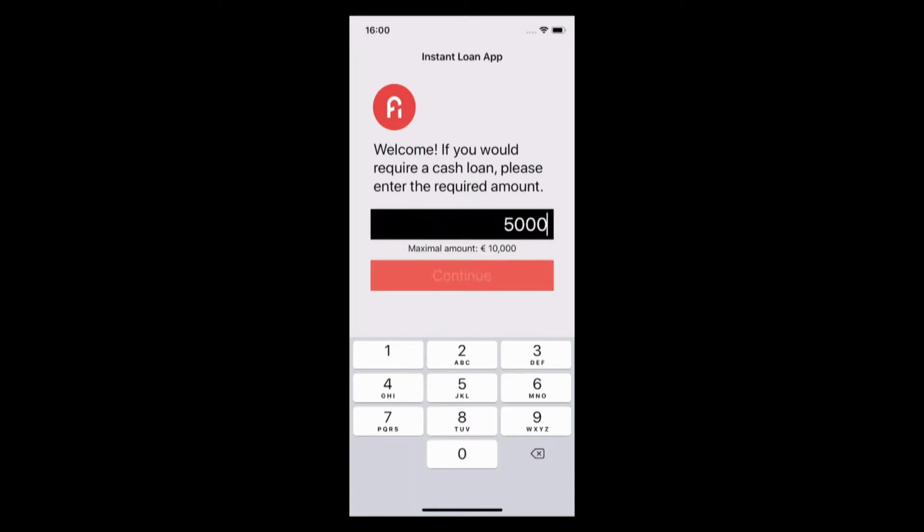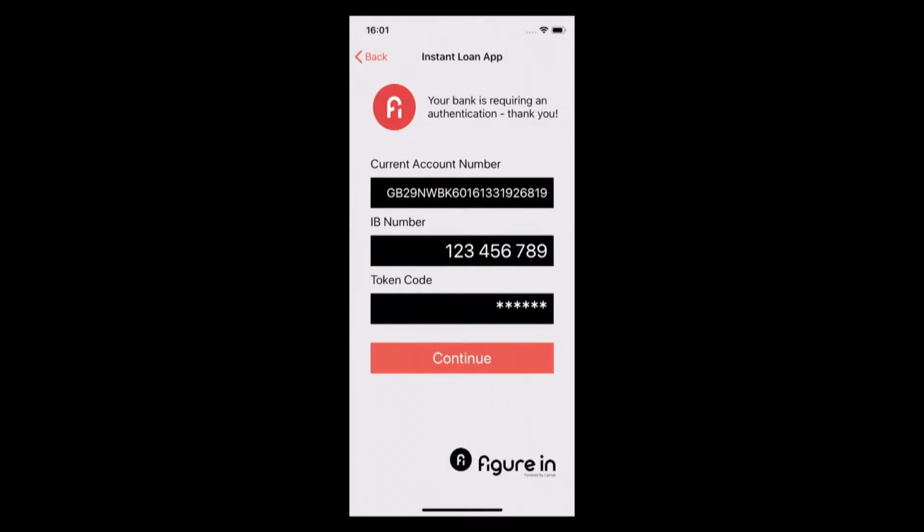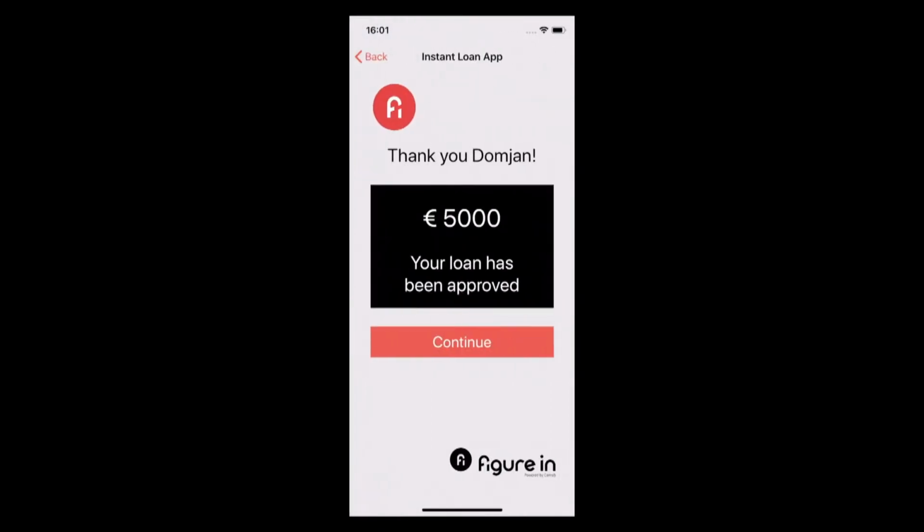Okay. And here comes the key part. Our engine is using behavioral data available through PSD2 and open banking interfaces, and that's it. It doesn't require any other information. The only thing that the customer needs to do is insert his credentials and give us access to his current account in line with PSD2 and open banking. So we have inserted the credentials before, and okay, and that's it. So I got the loan approved.